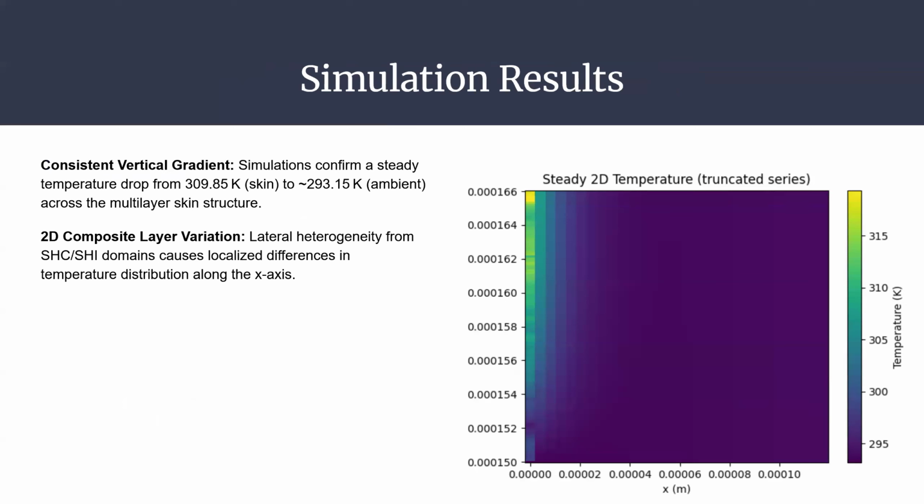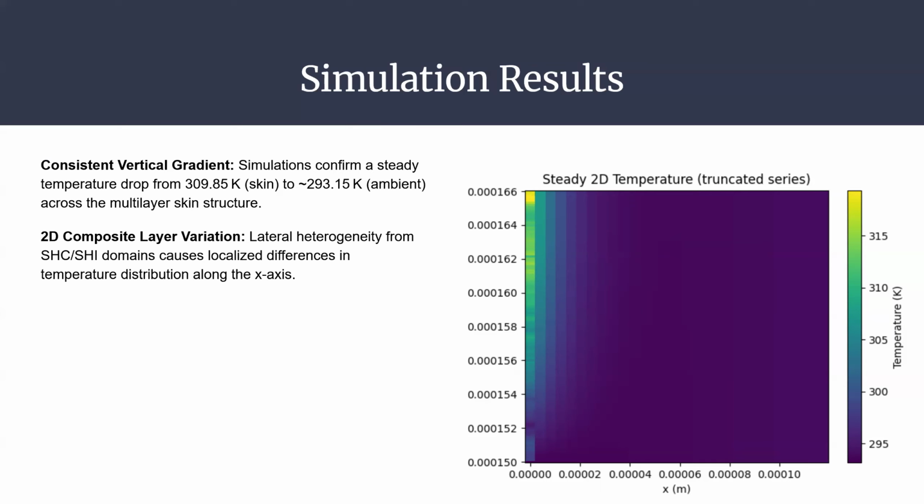And with all those heat conduction equations and boundary conditions, we were able to simulate the temperature distribution in a 2D manner in the domain of the TE leg. And from this plot on the right-hand side, we can see that our simulation confirms a steady temperature drop from 309 Kelvin to 293 Kelvin across the multi-layer skin structure.